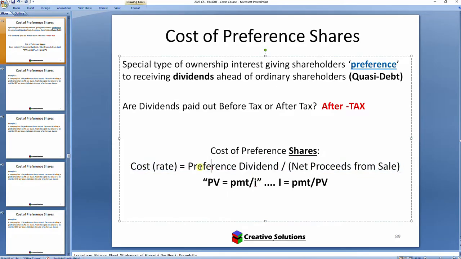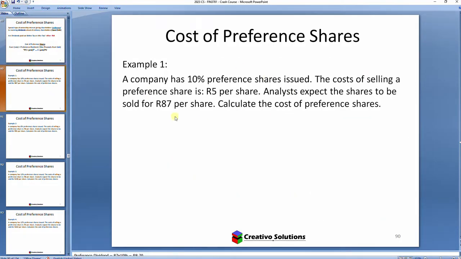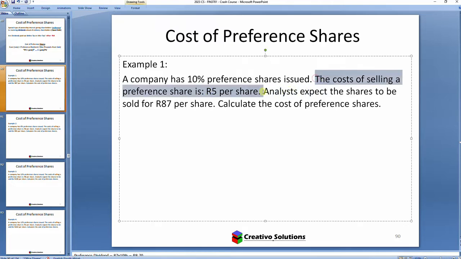So can you give me the dividend? How much is the dividend? Let's start with the dividend. How much is the dividend here? R5. No, 5 Rand is not the dividend. That's the cost of selling the share. That's the net proceeds.